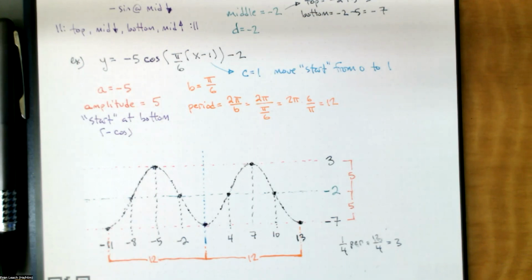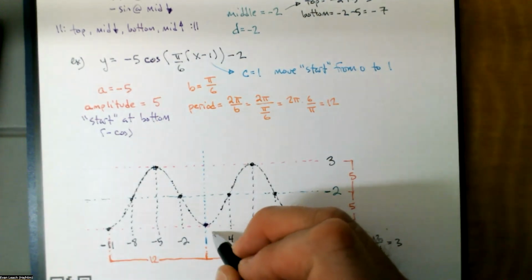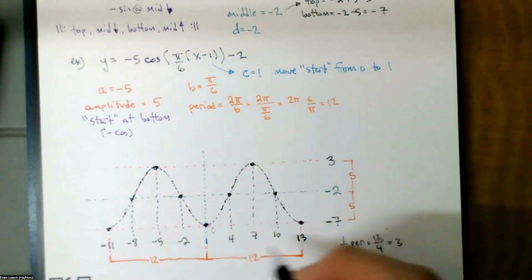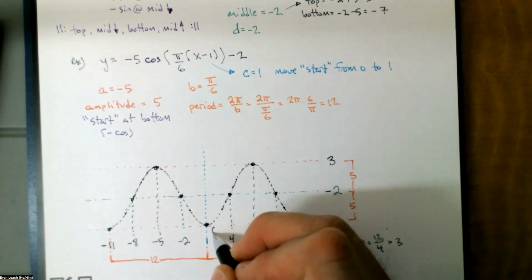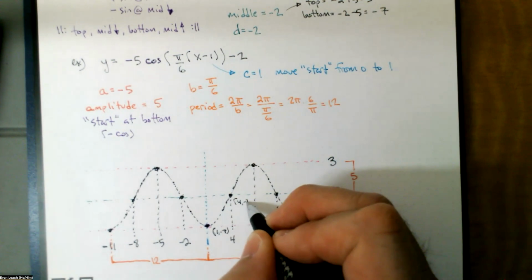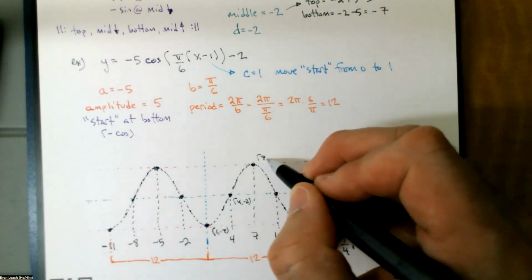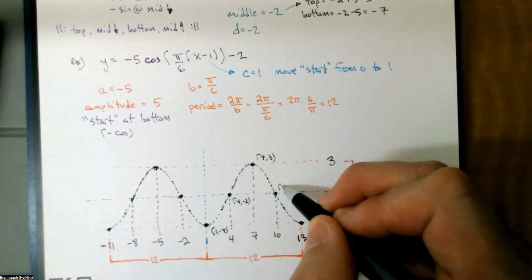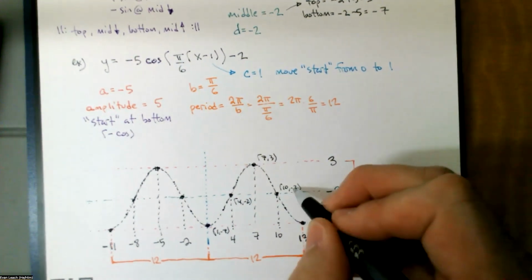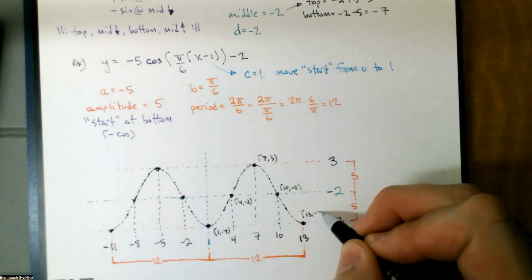Now we can go through and label all these points. This point down here is at 1, -7. This point is at 4, -2. This point up at the top is at 7, 3, and so on. 10, -2. And then this bottom point is 13, -7.